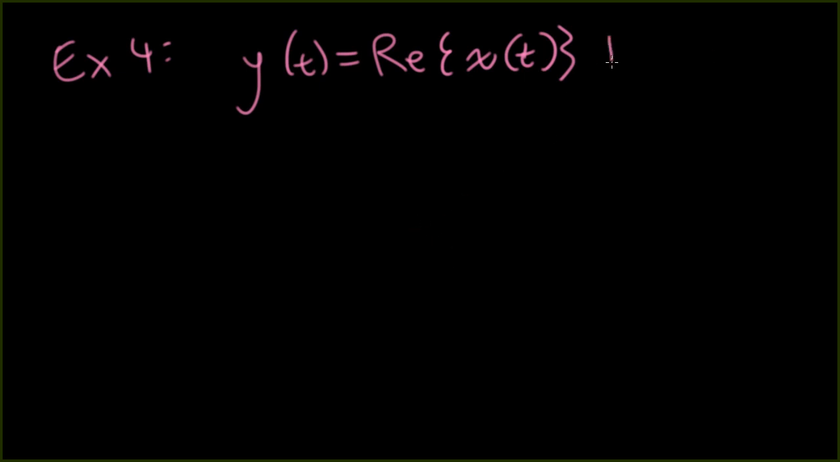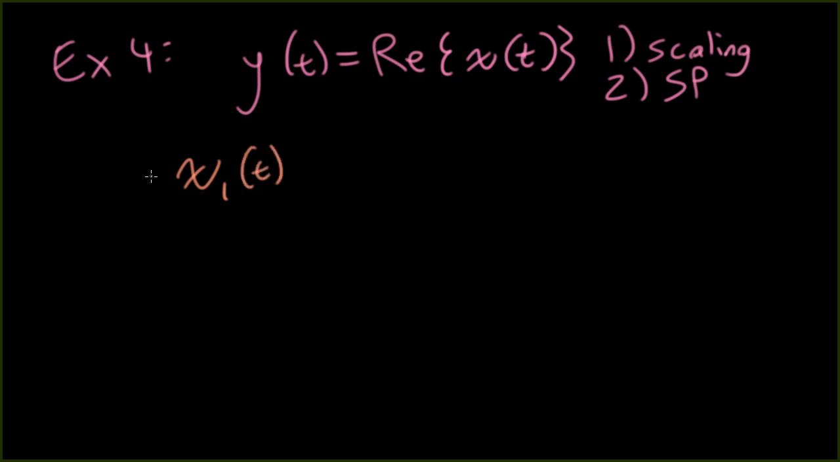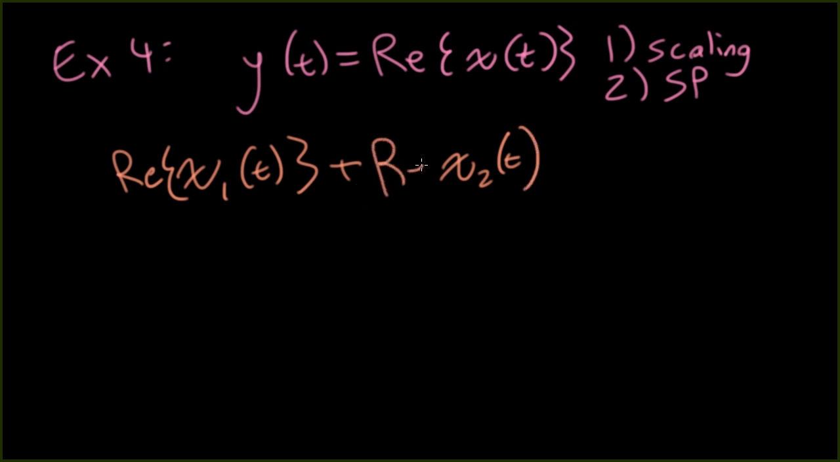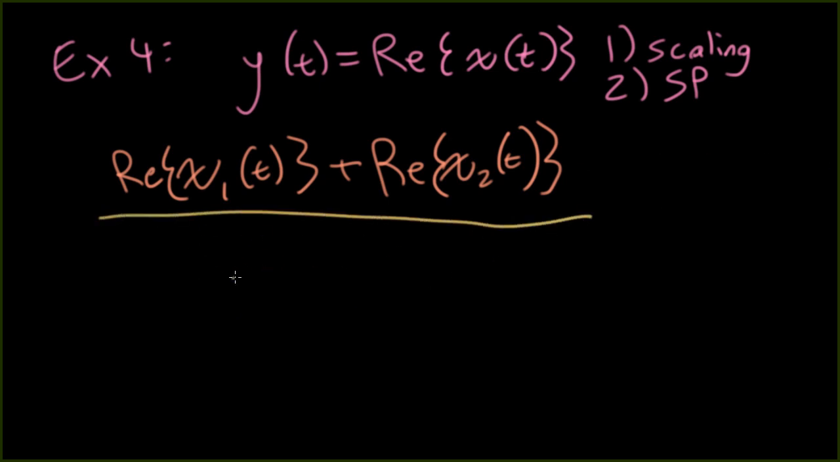We have the two properties that we need to check. We've got the scaling property, and we also have the superposition property. So let's check superposition first. If I have my signal, x1 of t, and I ask what's its real part, I'm running x1 through the system first, and then I have my signal x2 of t going through a second copy of the system that says, okay, let's take the real part of that.